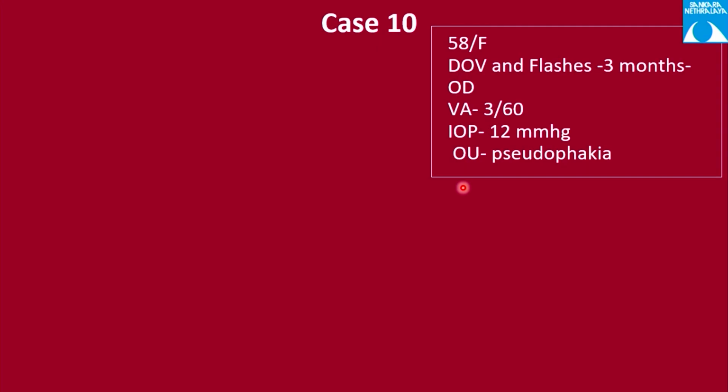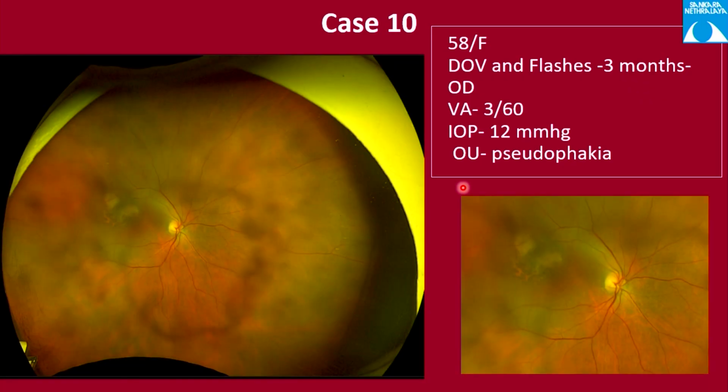So this is our last case for today. Finally, a 58-year-old female who had diminution of vision and flashes for 3 months in the right eye. Visual acuity was 3/60. The patient was pseudophakic. What you're seeing is the central area, which is clear because she underwent YAG capsulotomy, and the periphery, which is hazy due to PCO haze.